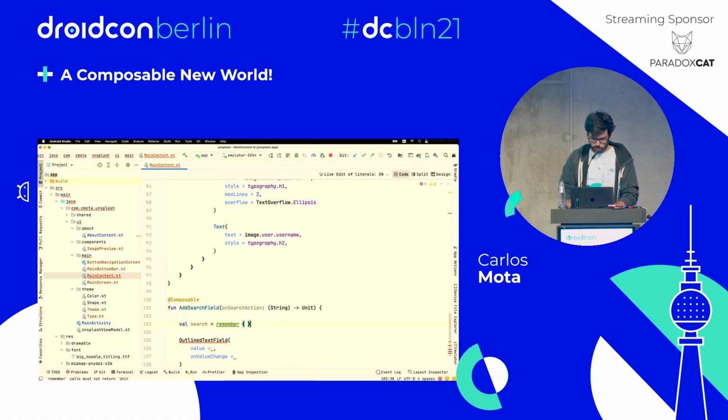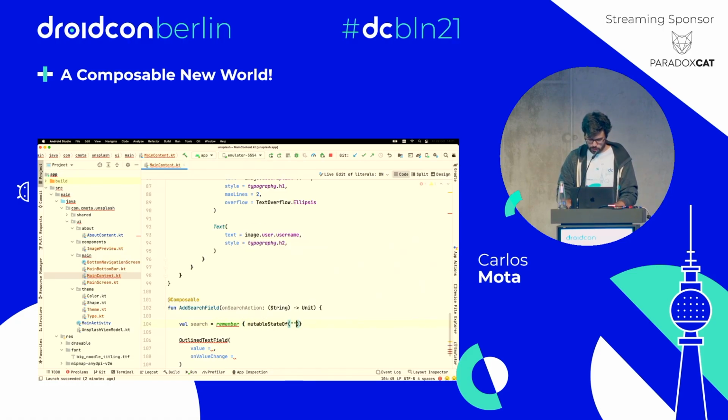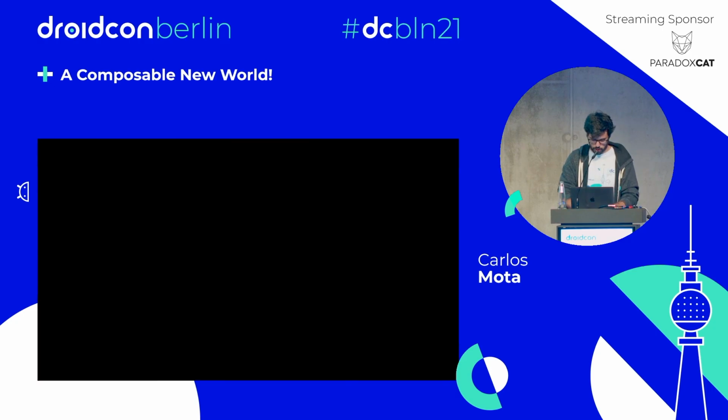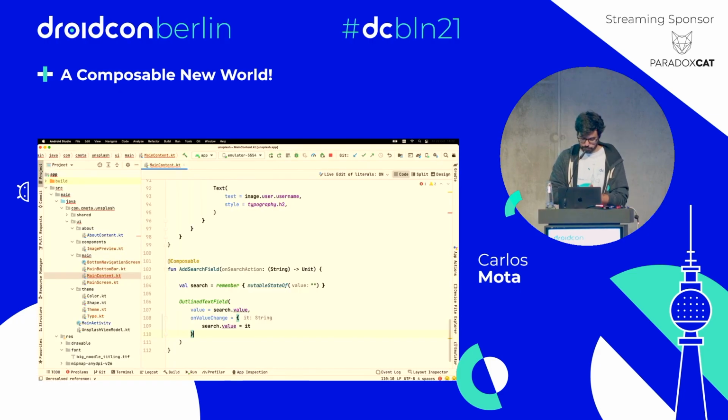So what we're going to do here, remember, mutable state. Initial value is going to be an empty string. And I'm going to set it here. And every time the user adds a new character, I want to update this search field. So the search value is going to change to the new one that was received. So to create a basic outlined text field, you just need to do this. But of course, we want to create a lot more.